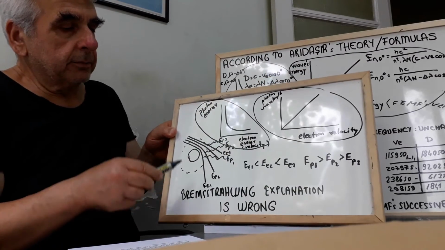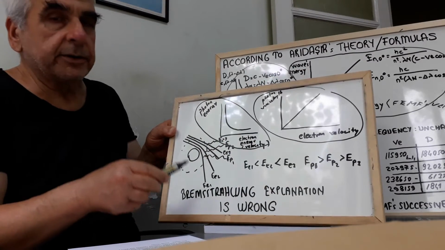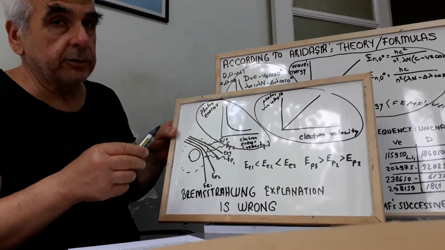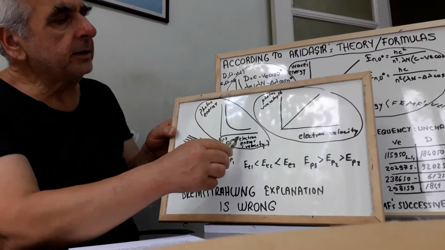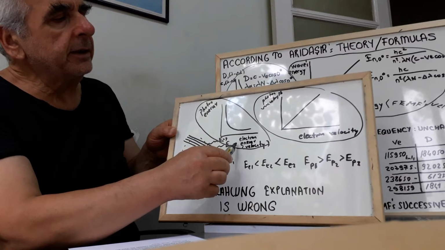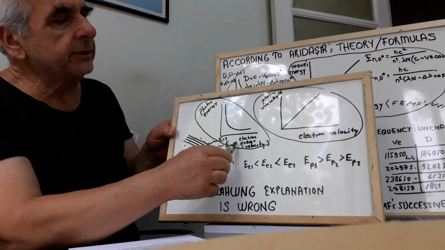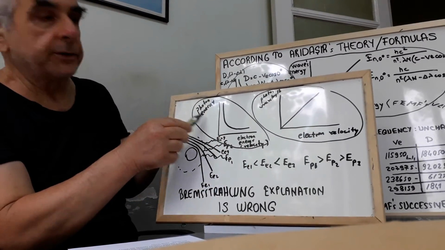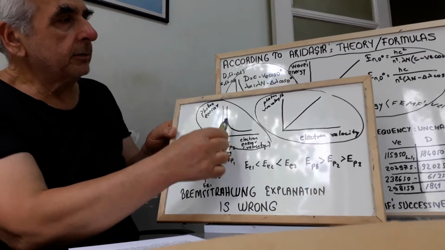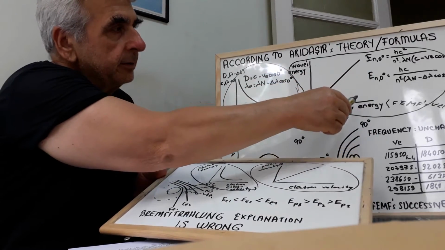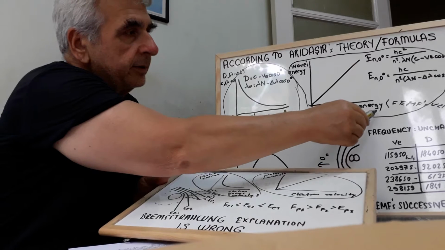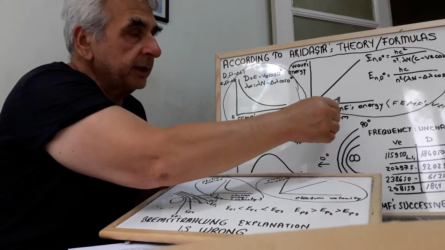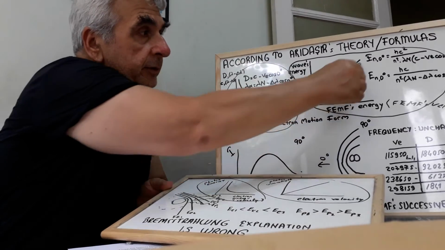According to the Bremsstrahlung explanation of accepted physics, which according to me is wrong, electron energy or electron velocity is inversely proportional to photon energy. But here, waves energy and electron motion form's velocity, this is my graph according to my theory and my formulas, directly proportional.